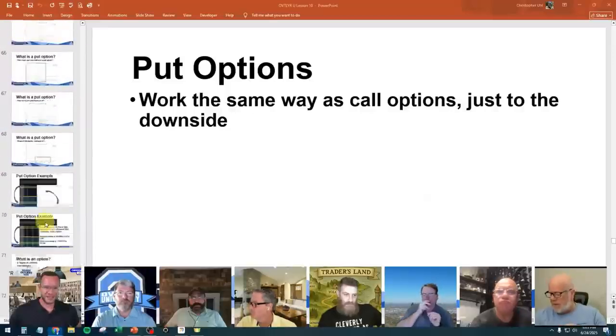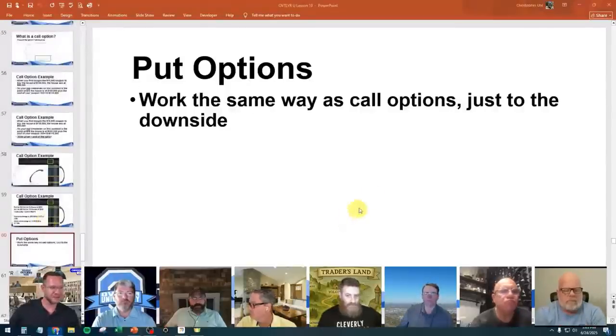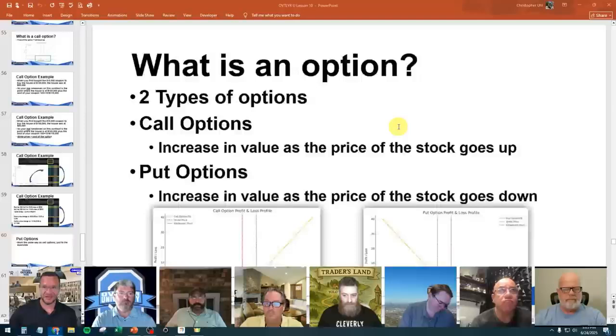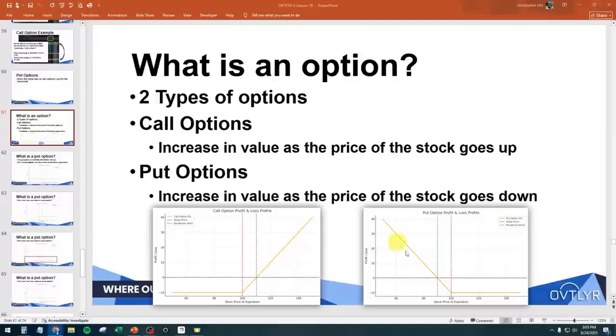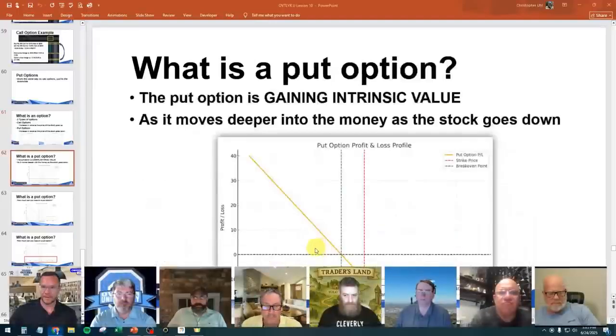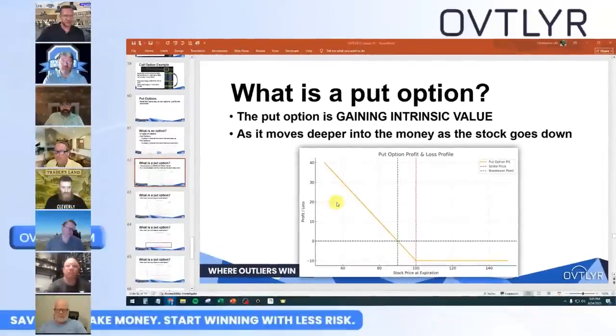Now, we don't have as many slides on puts, but we are still going to go through and explain what puts are. They work the same way as call options, just to the downside. Remember, two types of options, calls and puts. Puts increase in value as the price of the stock goes down. So it's basically a mirror image of the call options. As the price of the stock is going down, the value of the put is going up. The put is gaining intrinsic value as it moves deeper into the money as the stock goes down.